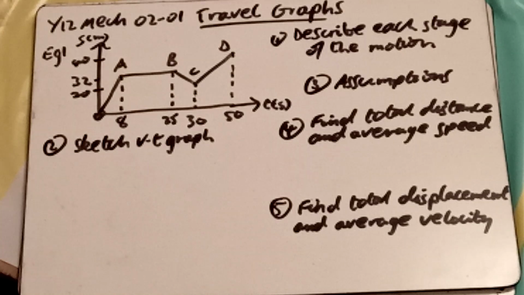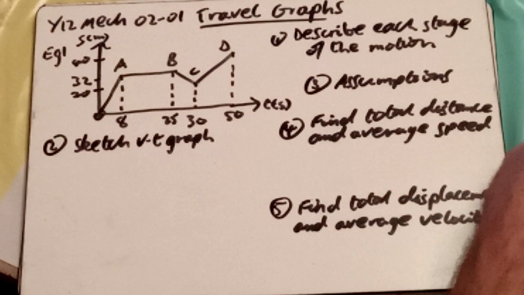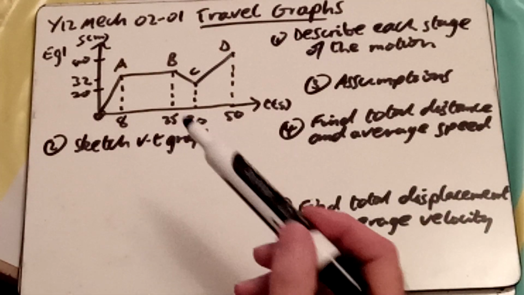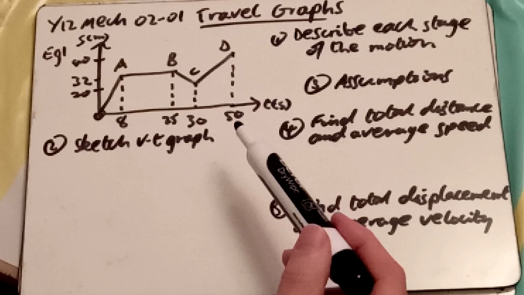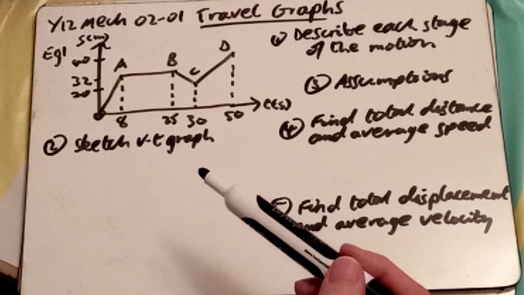Okay, today we're going to be looking at our first part of the mechanics course on constant acceleration. We'll start with travel graphs. Now, I would use a travel graph if I've got multiple stages of motion, different accelerations, bit by bit.